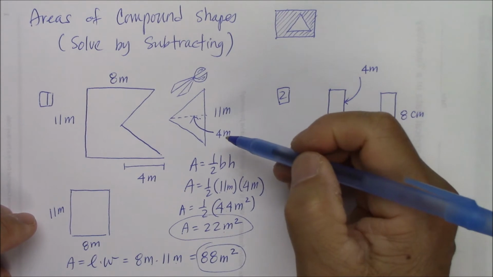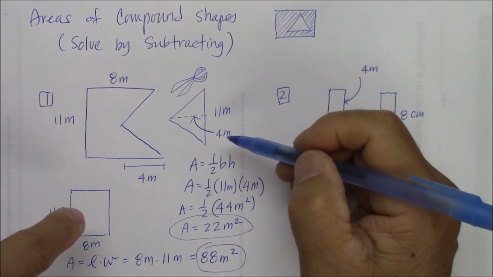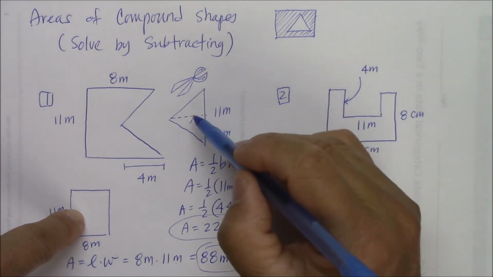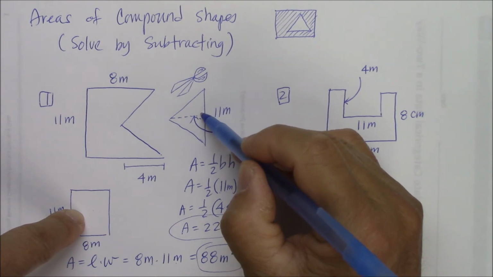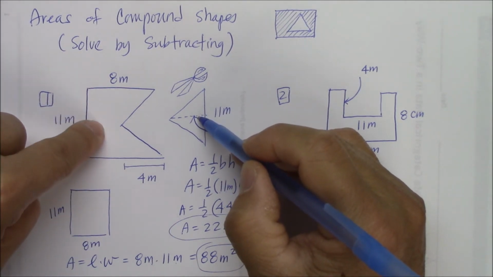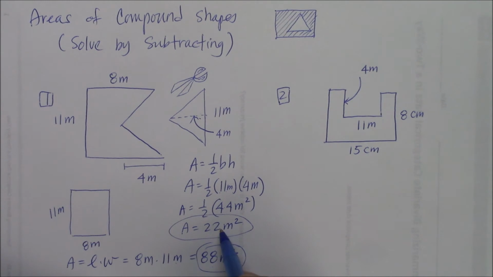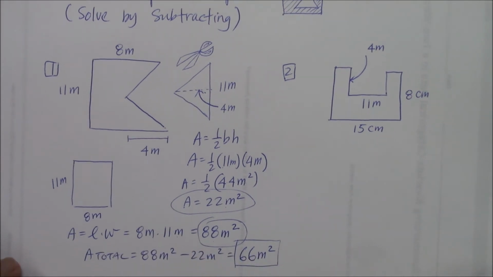So what do I do? So what you do is now you take this whole rectangle minus this piece that's missing, and that'll give you this remaining shape. So 88 minus 22, so area total is 88 meters squared minus 22 meters squared is going to be 66 meters squared. Ta-da! There it is. Sorry about that.